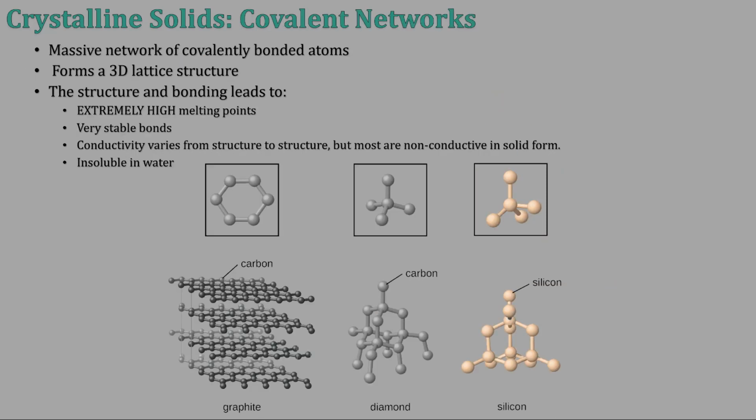All right, so crystalline solids, covalent networks. Okay, so covalent networks are the weird ones out of the group. They're massively networked covalently bonded atoms, and they form a 3D lattice structure, and these structures and bonding lead to extremely high melting points, very stable bonds. The conductivity varies from structure to structure, but most are non-conductive in solid form, and they don't dissolve in water. So you add it to water and it just kind of sinks to the bottom.